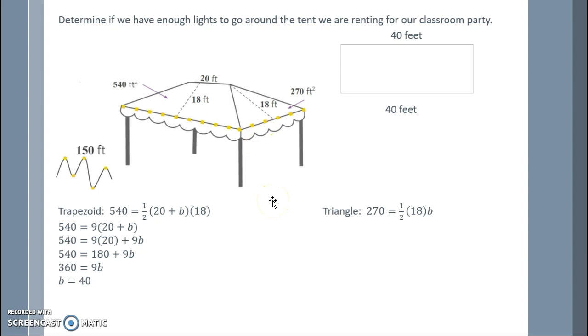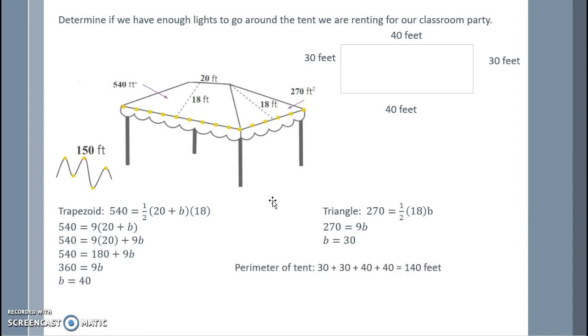So 270 is half times base times height. We don't know what the base is. Half of 18 is 9. Using the inverse of multiplication, we divide by 9. So b is equal to 30. So then each one of our end pieces of the tent will be 30.